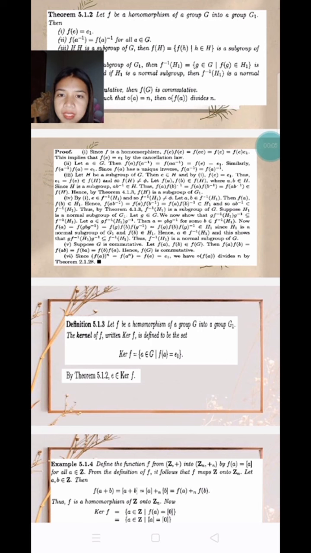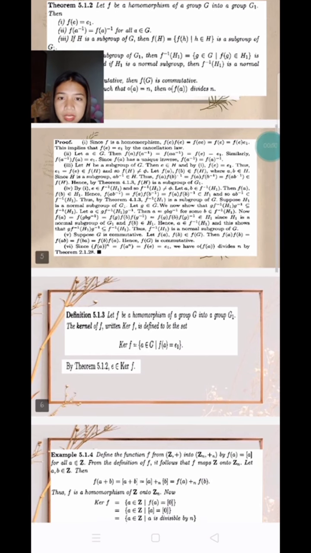Number 3. Let H be a subgroup of G, then e is an element of H, and by number 1, f of e is equal to e sub 1. Thus e sub 1 is equal to f of e, which is an element of f of H, and so f of H is not equal to the empty set. Let f of a, f of b be elements of f of H, where a and b are elements of H.